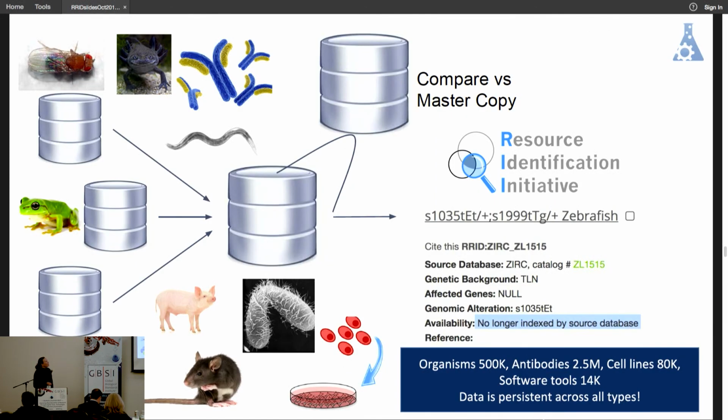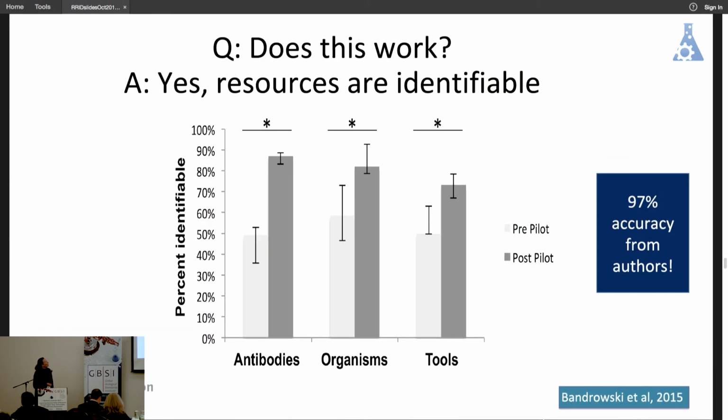That's a problem. So what we do is we do a bunch of aggregation of this data, we put it all together, we actually have a master copy so that these things are completely persistent, which is very different. Some things are no longer in service, so we just make a note of that.